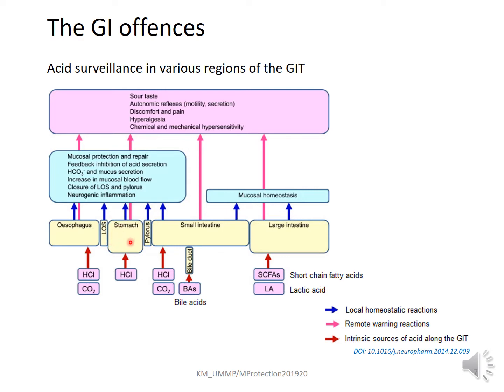The acid from the stomach also goes to the small intestine along with gastric emptying. In addition, the small intestine can also be exposed to the bile acids from your bowel. In the large intestine, we have short-chain fatty acids and lactic acid from bacterial metabolism.